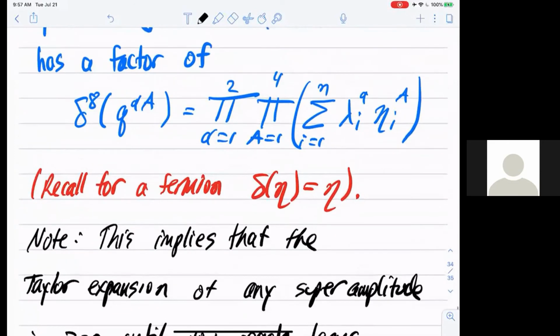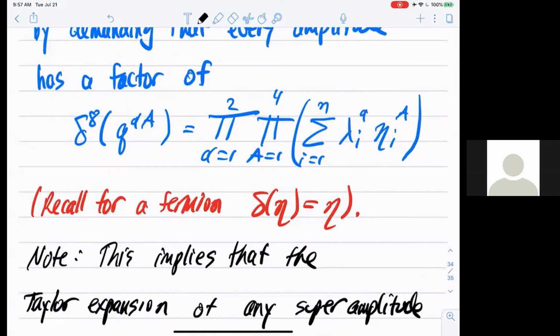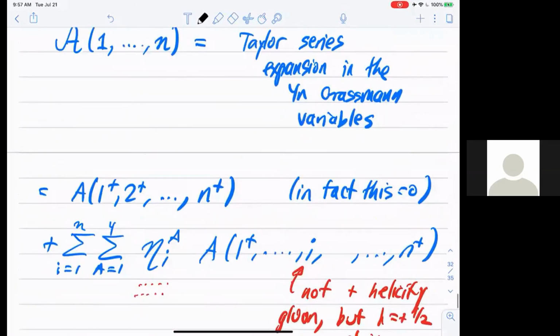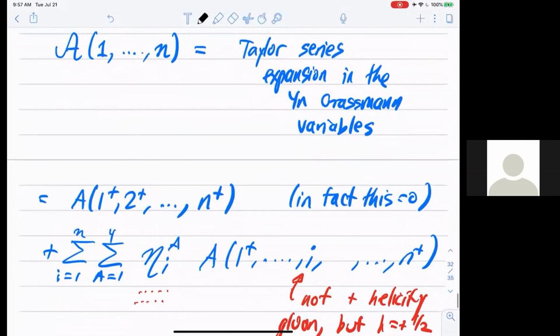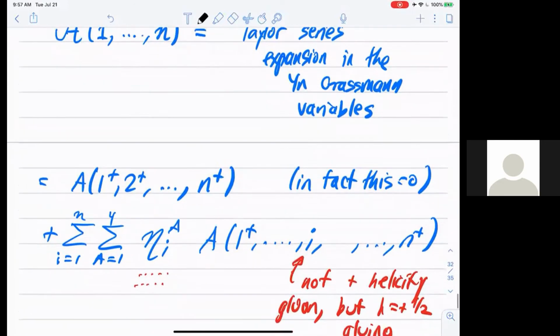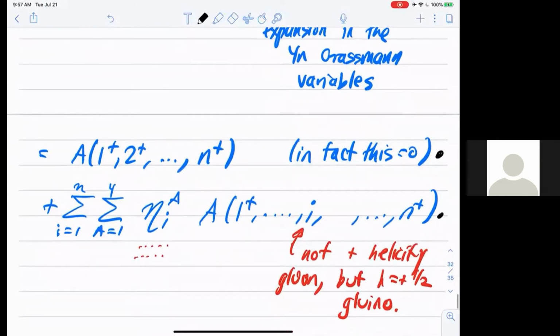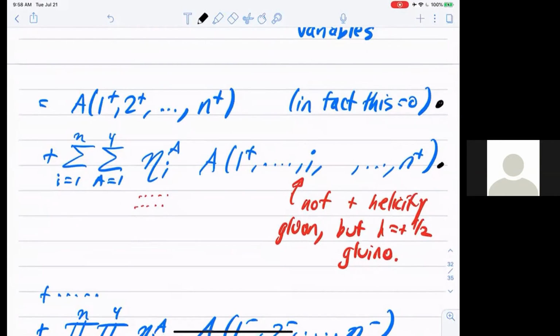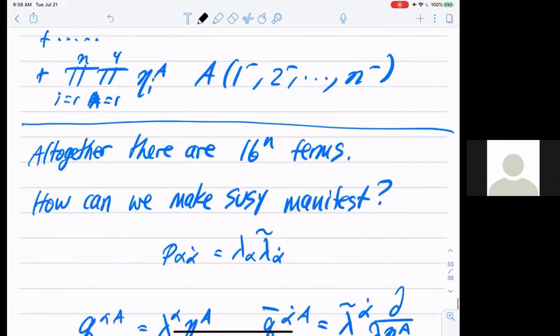You see, we're saying that just the consideration of the Q supersymmetry tells us that every amplitude should have this super momentum conserving delta function in it. And this thing is clearly some long polynomial. So this has to be a factor sitting in front of every super amplitude. And this is an eighth degree polynomial in the fermions. So that means if we refer back to our Taylor series expansion of the super amplitude here, the first few terms, this term here, this term here, etc., all the way until we get to eighth order in the fermions, those all have to be zero.